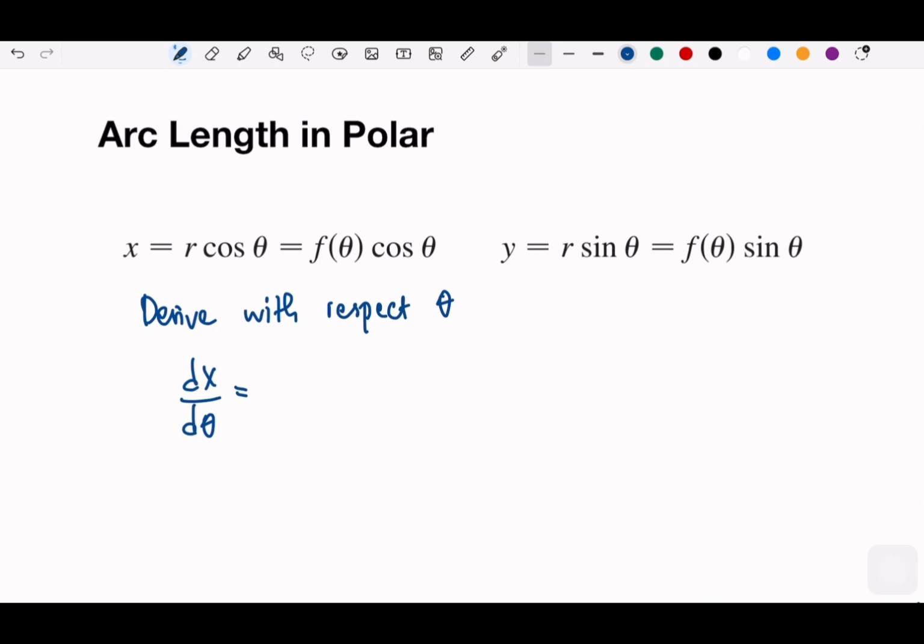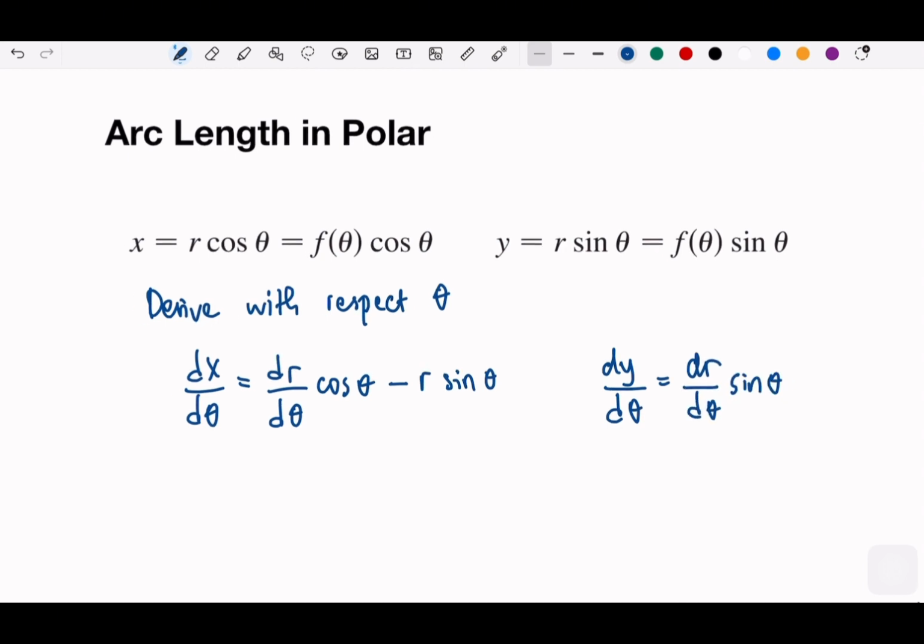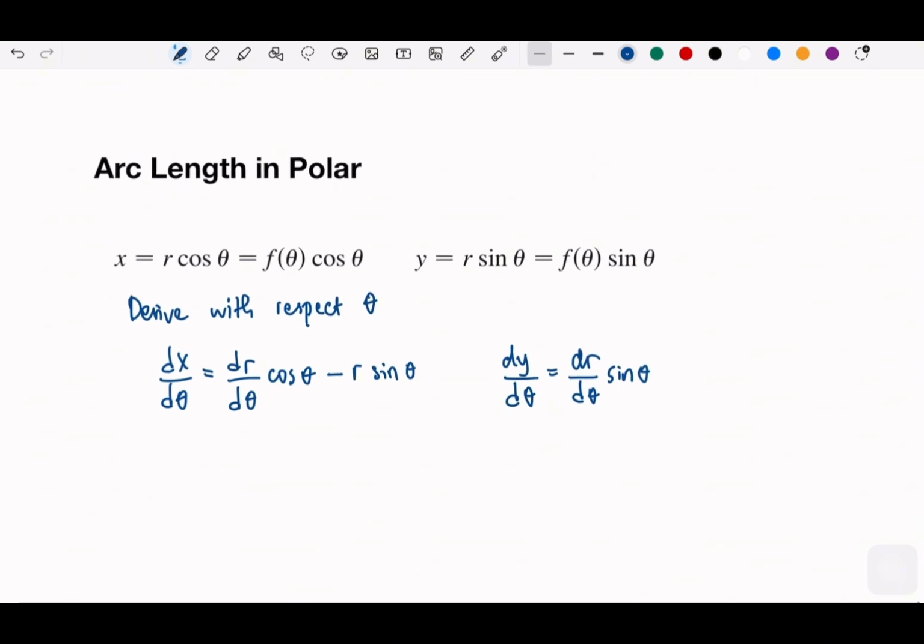And r, we count r as another variable. So let's say this becomes dr d theta. So we have a product rule now. So dr d theta cosine theta, and then it's minus r sine theta. And then the same thing with y. So dy d theta. This will be dr d theta sine theta, and then because sine differentiated becomes positive cosine, it is plus r cosine theta.